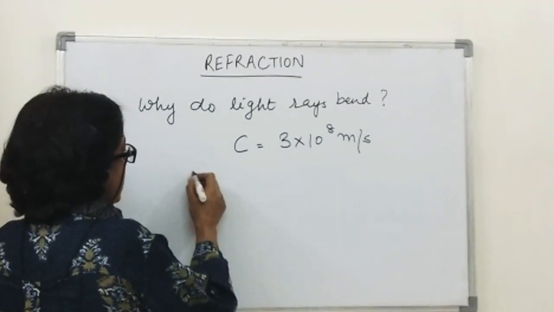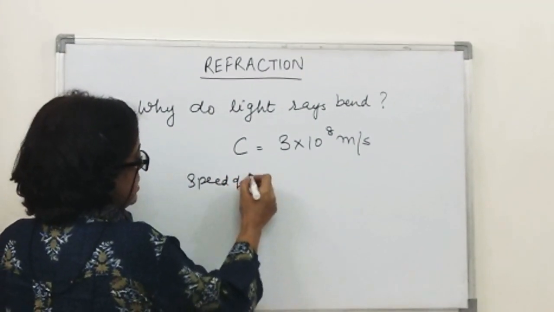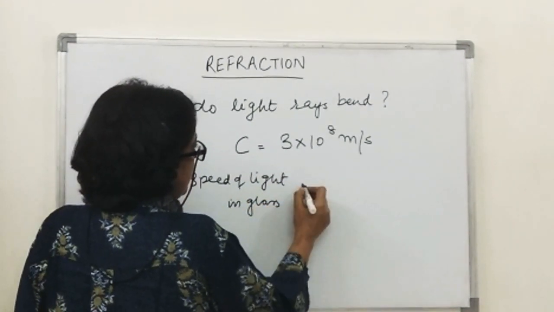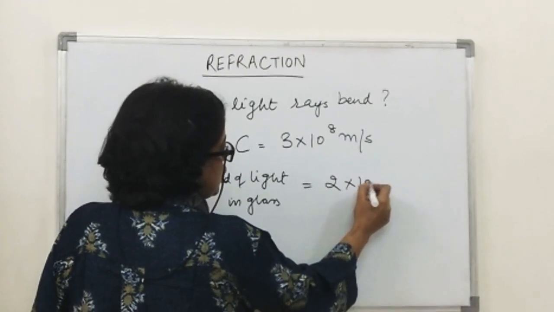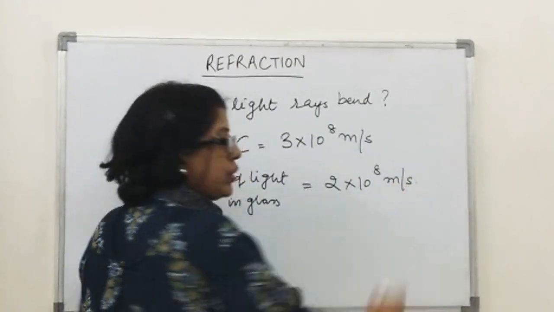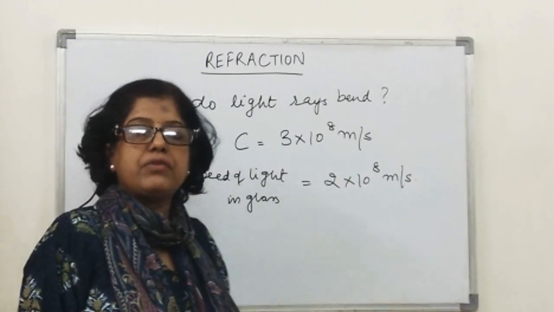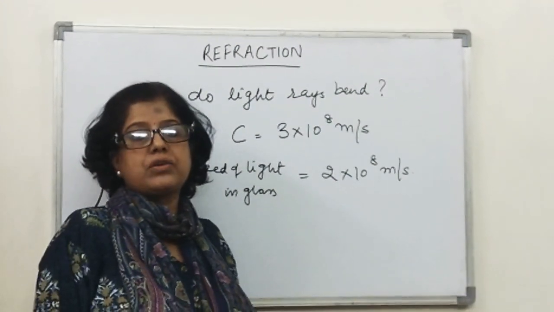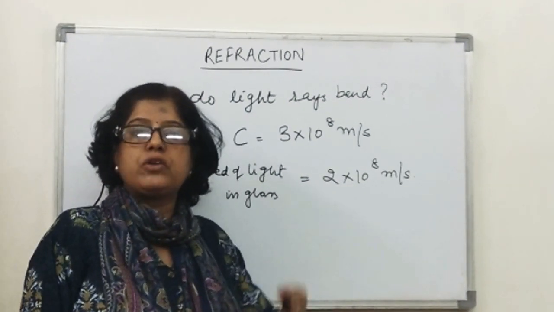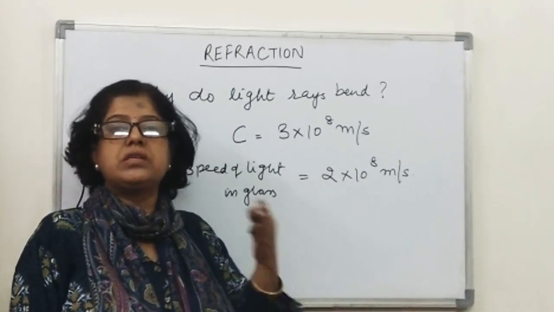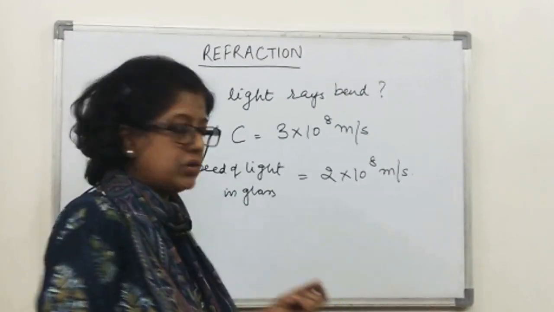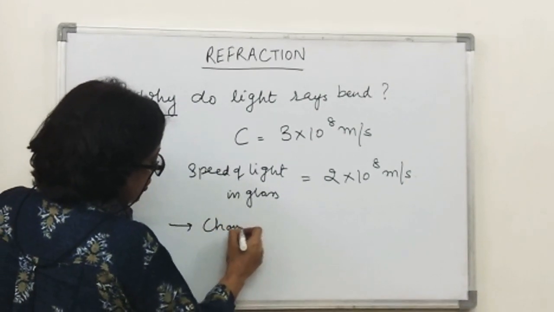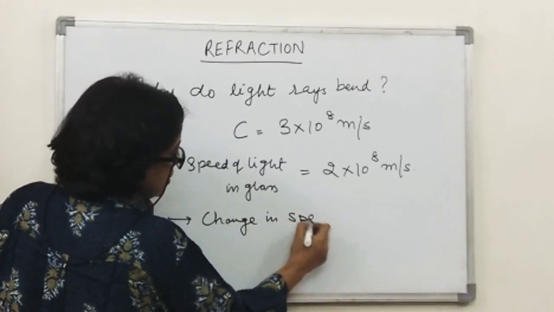For example, the speed of light in normal glass is almost equal to 2 into 10 raised to the power 8 meter per second. So it is less than that in air. Actually, the speed of light in vacuum or air is the maximum. In all other media, the speed of light is less than that in vacuum. So due to this change in speed of light as it enters from one transparent medium into another, bending of light occurs. The question is why, and the reason is the change in speed of light.